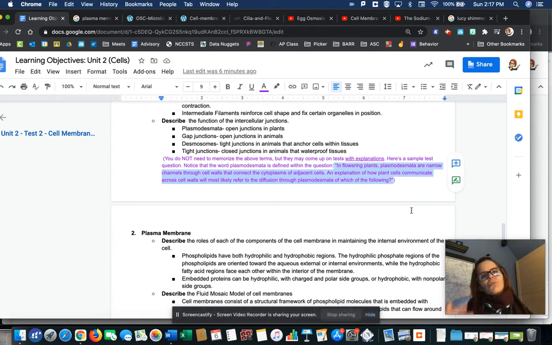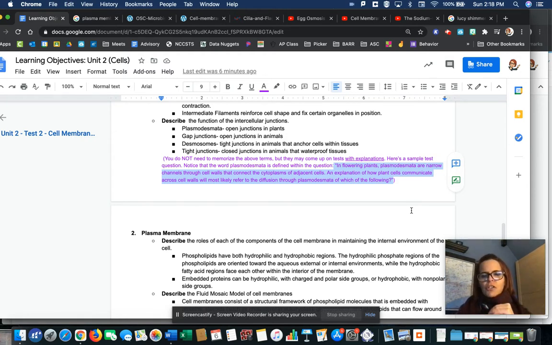Okay, so they told you what plasmodesmata were. So you don't need to memorize these terms. These are just terms to become familiar with so that when they show up in passages, you're not like, what the heck is that? Plasmodesmata, that's a scary word. You've seen it before. So there are two types of junctions, these are junctions that are between cells.